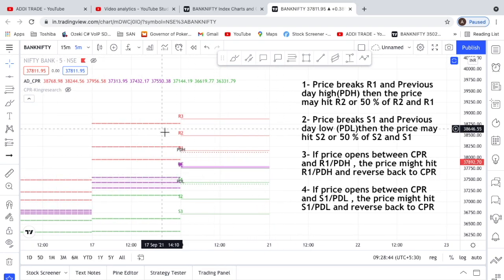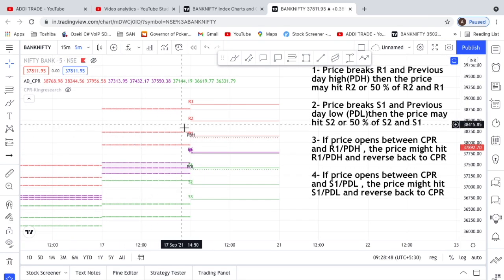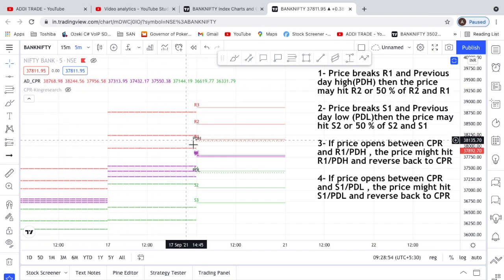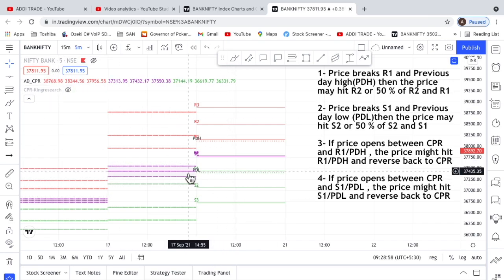Now, how to add the CPR indicator? The one that you're seeing right now is a custom CPR that is made by me. You won't be able to see this. It's not made public yet. Only if I share the link to any particular person, they can view it. But you don't need this. The only advantage of my CPR is it will plot the next day values.